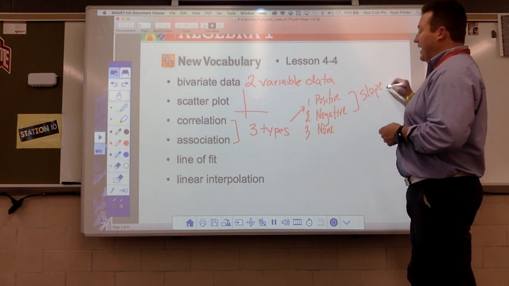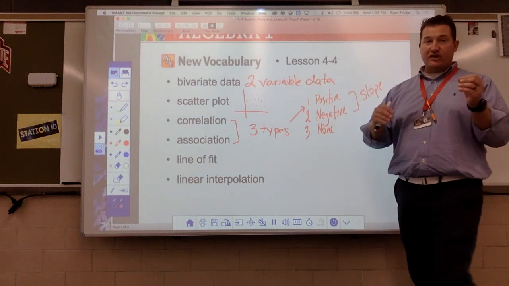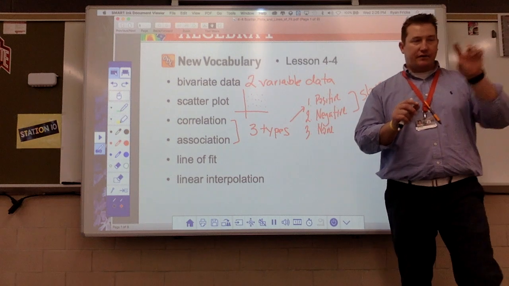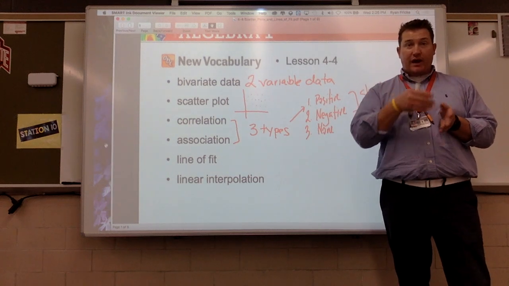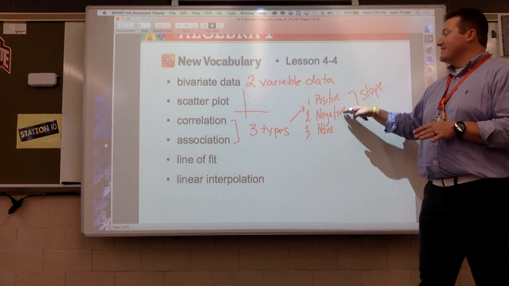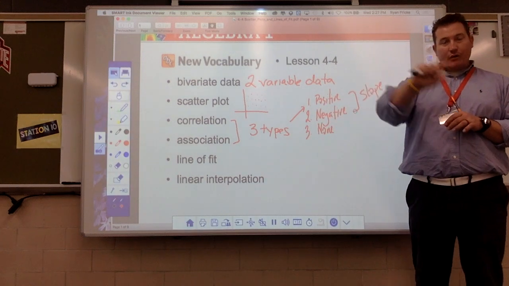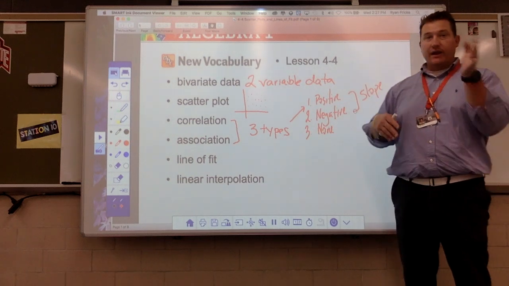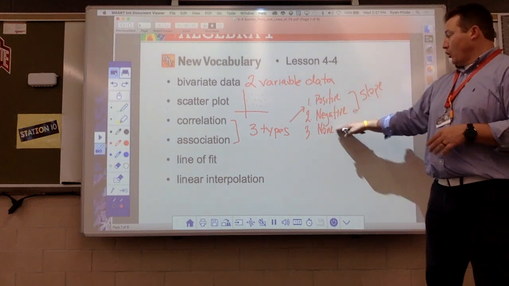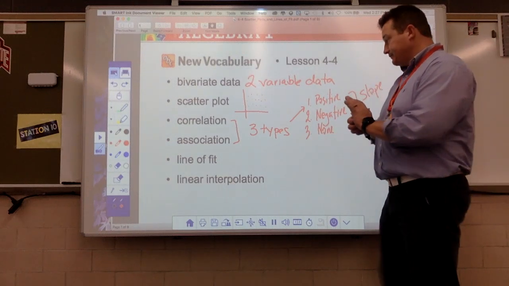You can think about slope for these. If we have positive correlation, things are going uphill when we read it like a book, left to right. If it has negative correlation or negative association, it will be going downhill, just like negative slope does when we read left to right. Or there might not be any correlation or association.